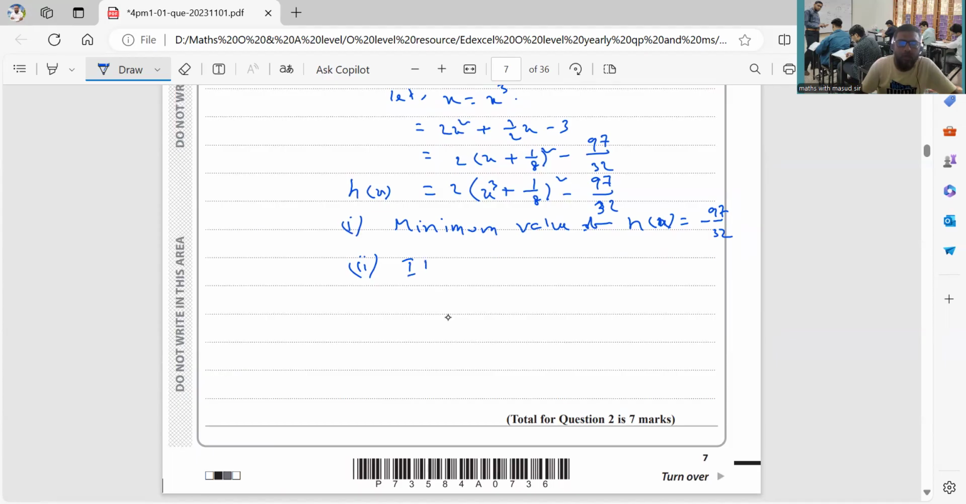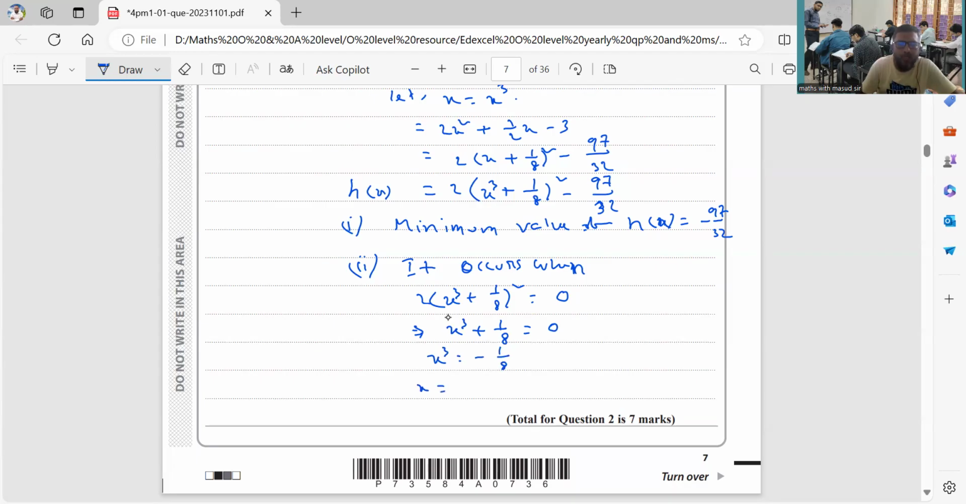So it occurs when 2(x cube plus 1 by 8) whole square equals 0. So x cube plus 1 by 8: this 2 will be 0 and the square will be 0, so it will be the same thing. So 0 over there. So x cube equals minus 1 by 8.